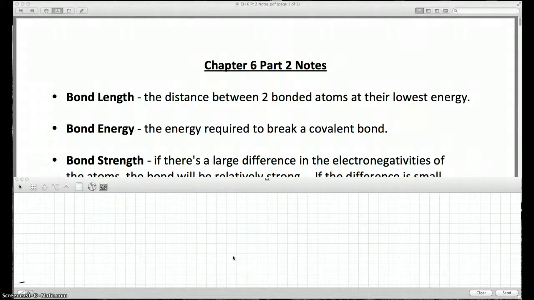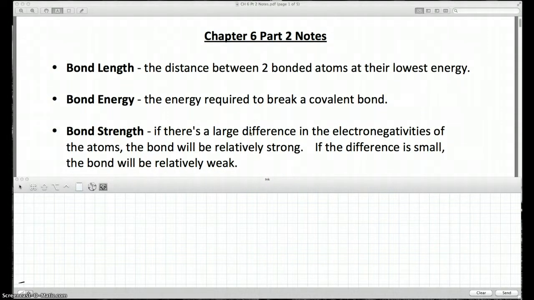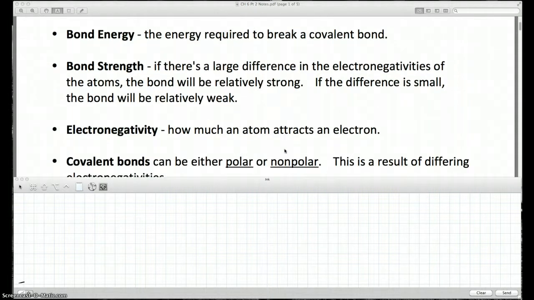Hi there. This is Chapter 6, Part 2. There'll be two videos here. The first video is going to cover shapes and polarity, and then the second video will cover formulas. The first bit of notes here is just vocab. I'll let you read that on your own.